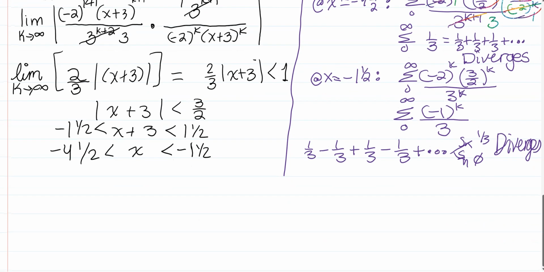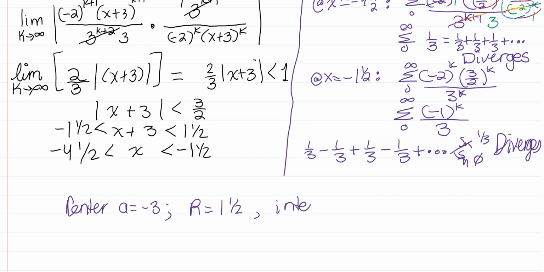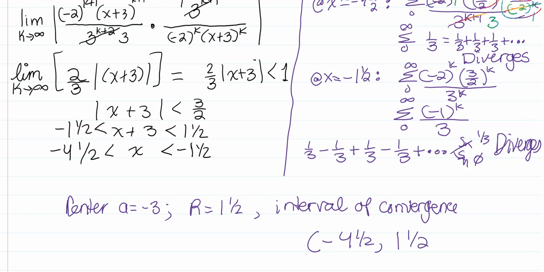So to answer this question, we would say the center is at a equals -3. The radius of convergence is 1.5. And the interval of convergence is going from -4.5 to -1.5, and it is open at both endpoints.